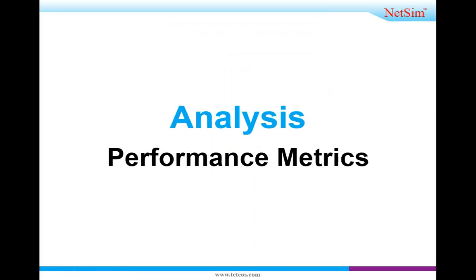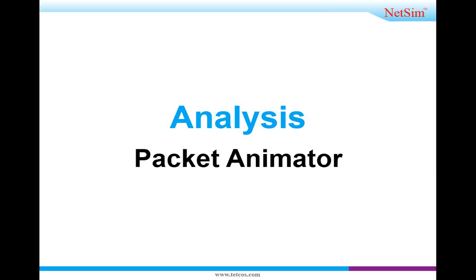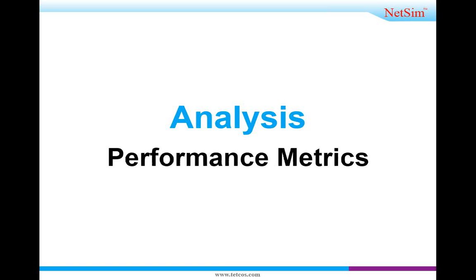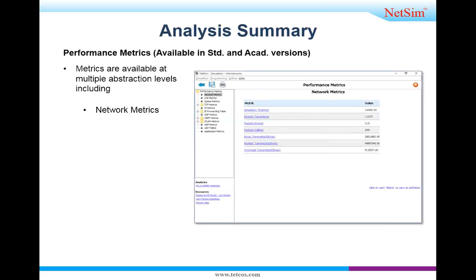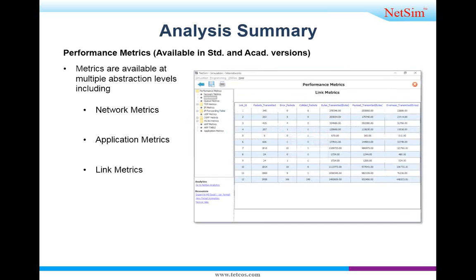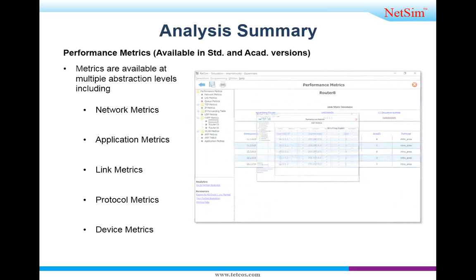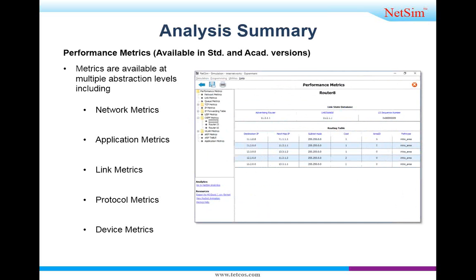Now analysis. Analysis has performance metrics. Then packet animator is there. In performance metric, there are various kinds of metrics. I told you later. In packet animator, after the simulation, you can get a packet animation tab. Here you can see various kinds of packets moving from one node to another. Data packets. Now performance metrics has various kinds of metrics like network metrics, application metrics, link metrics, protocol metrics, device metrics.